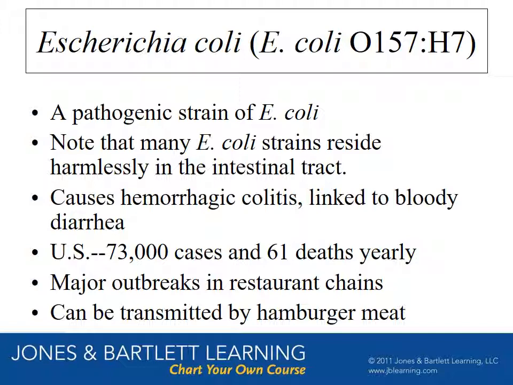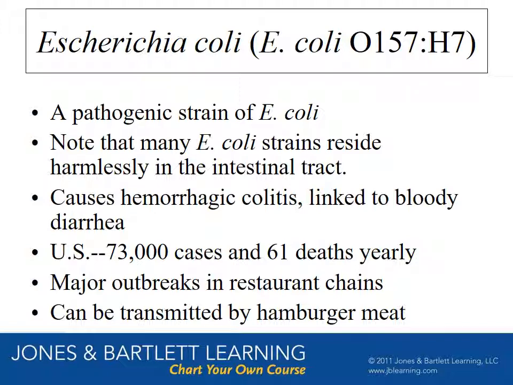E. coli, or Escherichia coli, is a pathogenic strain of E. coli. There are lots of different types of Escherichia coli in the environment. Not all of them cause illness in humans. Most of them reside in the intestinal tract of warm-blooded animals like humans and other mammals. There's a number of strains, though, that cause severe illness. And E. coli O157:H7 is one that we've seen arise in the last 2 decades that's very serious.